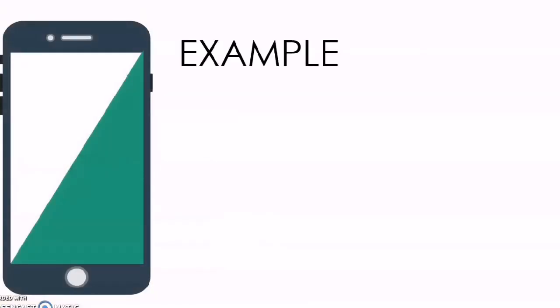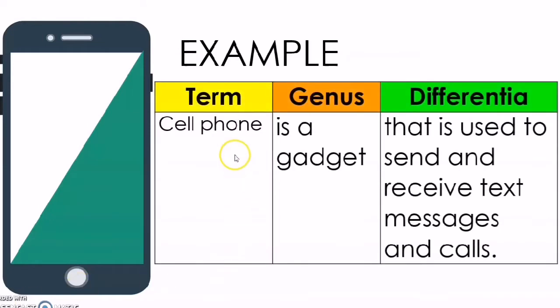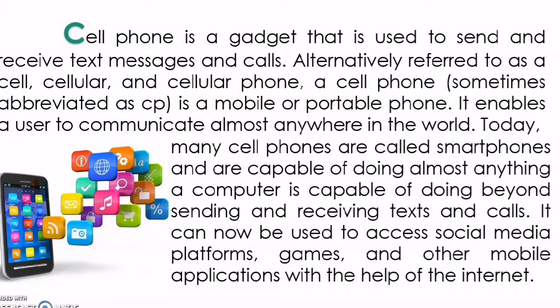For example, if you would like to define what a cell phone is, you have to identify the term to be defined, the genus, and the differentia. Cell phone is a gadget that is used to send and receive text messages and calls. Here is an example of a text developed by definition.